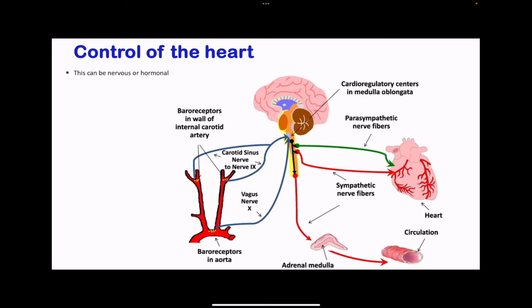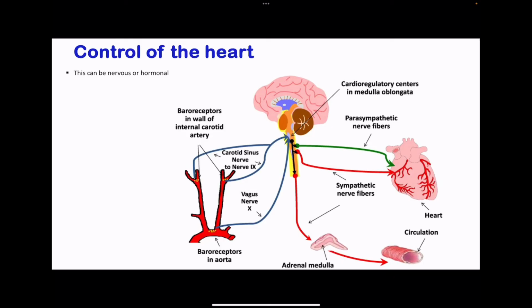So looking at control of the heart, this can be hormonal or it can be nervous control of the heart. In nervous control of the heart, this is controlled by the cardiovascular center in the medulla oblongata of the brain. Chemical as well as stretch receptors in the lining of the blood vessels and the chambers of the heart will send impulses to the cardiovascular control center. These changes are going to be controlled by the autonomic nervous system.